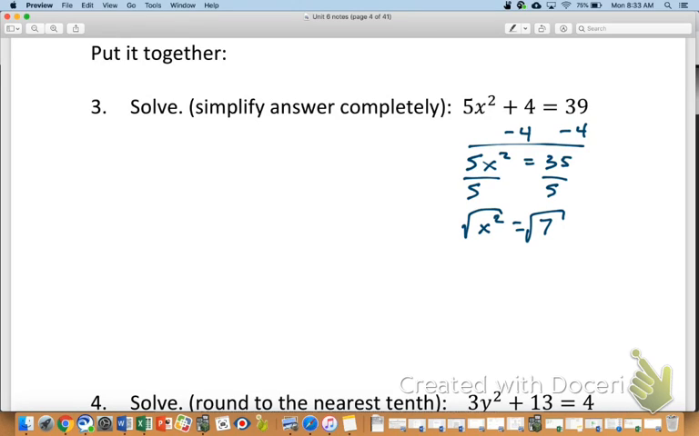There's always going to be 2 of those. One of them is positive and the other one is negative. And so we'd leave this as x is equal to plus or minus, positive or negative, the square root of 7. All right, that'd be it.